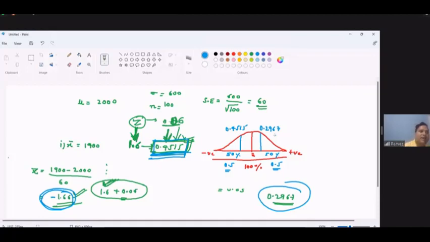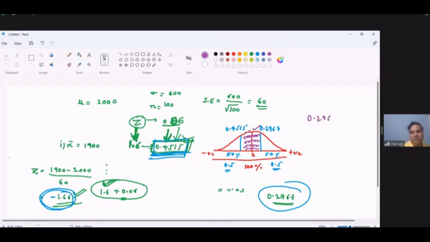What is the probability that the sample is falling between 1900 and 2050? Between, right? So which is the between part? Between these two values, right? This whole is between, no? Yes, sir. So this whole is between, which means I will add both the values.